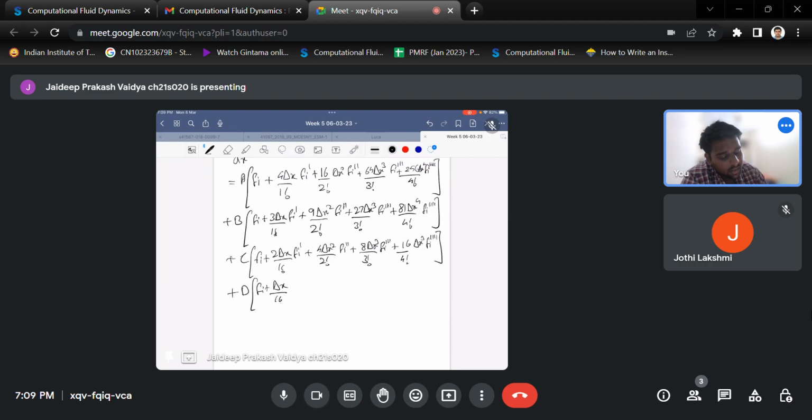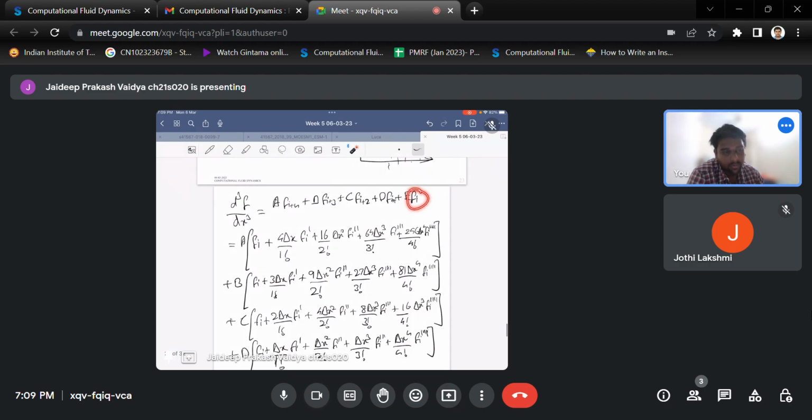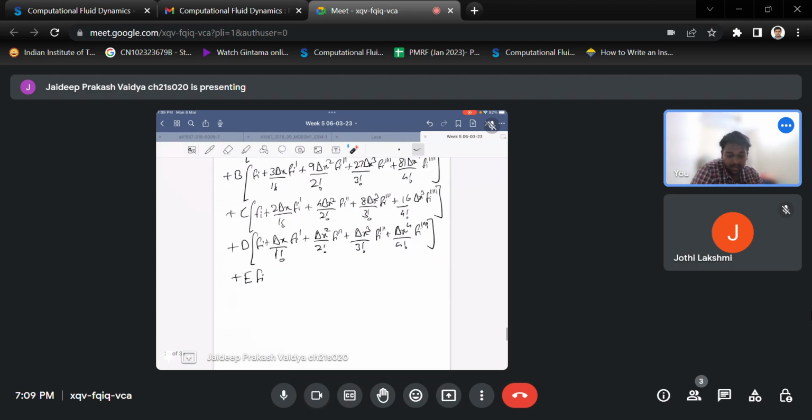This would be the general expansion of the Taylor series: delta x square by 2 factorial fi double dash plus delta x cube by 3 factorial fi triple dash plus delta x raised to 4 by 4 factorial fi quadruple dash, and e times the function value. Since this is evaluated at fi plus delta x, you don't have to Taylor series expand this.